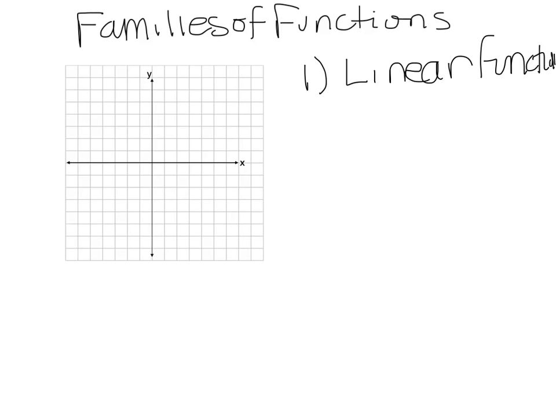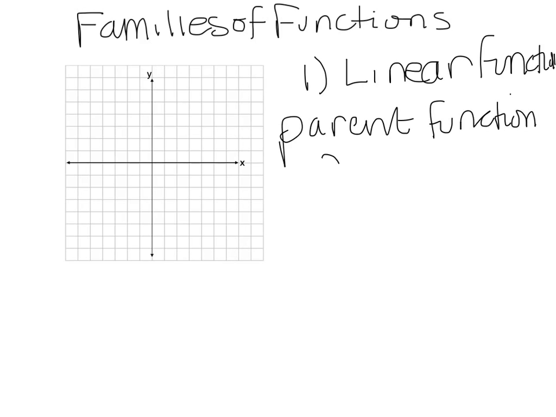The most basic one, what we call a parent function, is this most basic. And if you think about it, the most basic linear function you can think of is just f of x is equal to x. Okay? So the slope is 1 and the y-intercept is 0. And it's a very easy parent function to graph. It's going to go slope 1 right through the origin. So there's your first parent function for the family of linear functions.